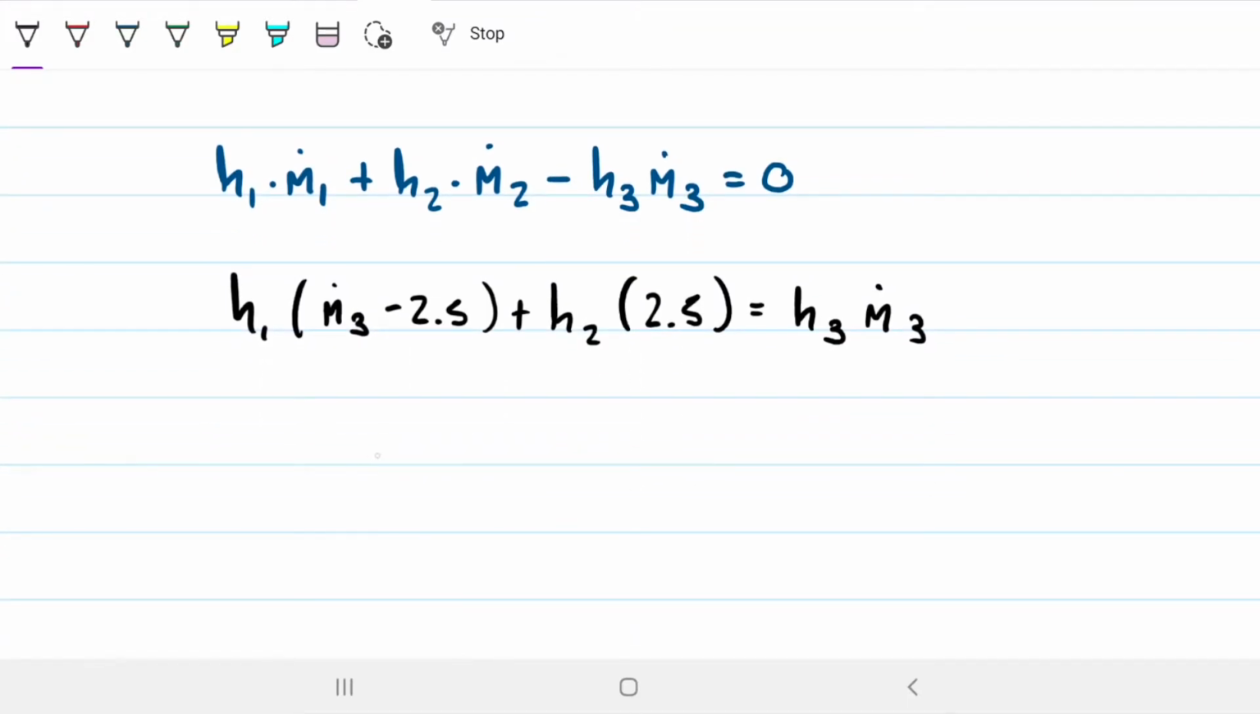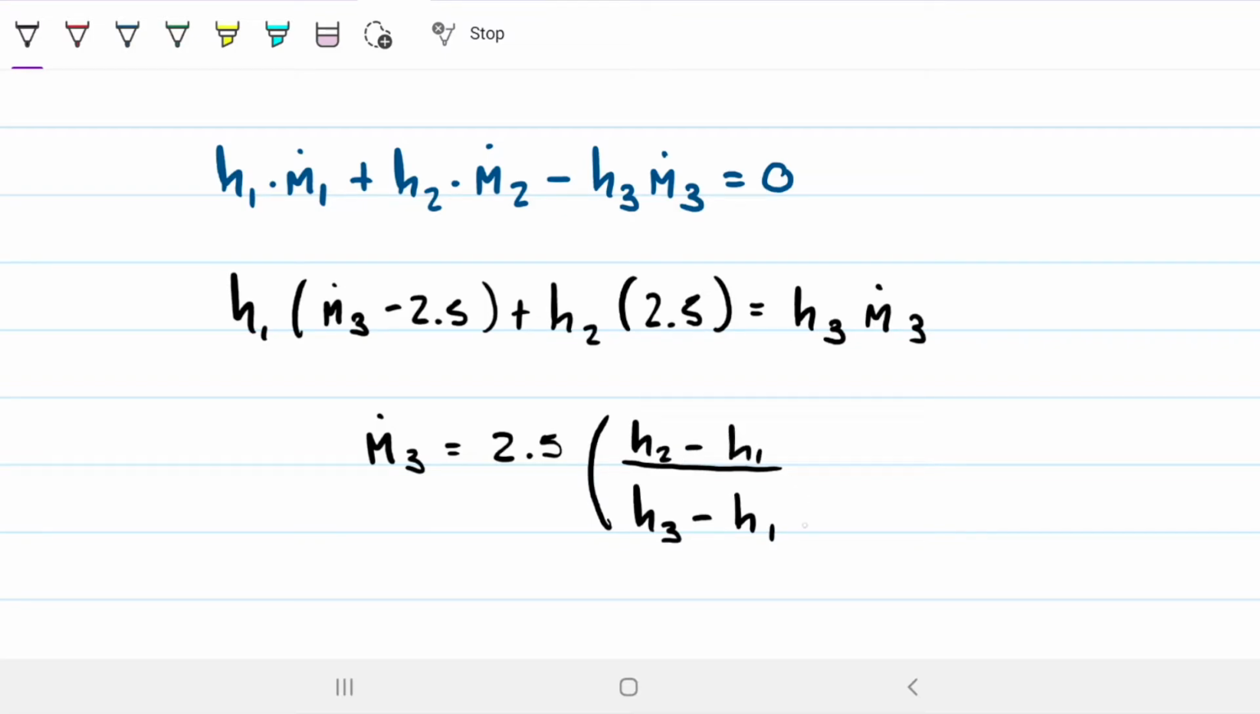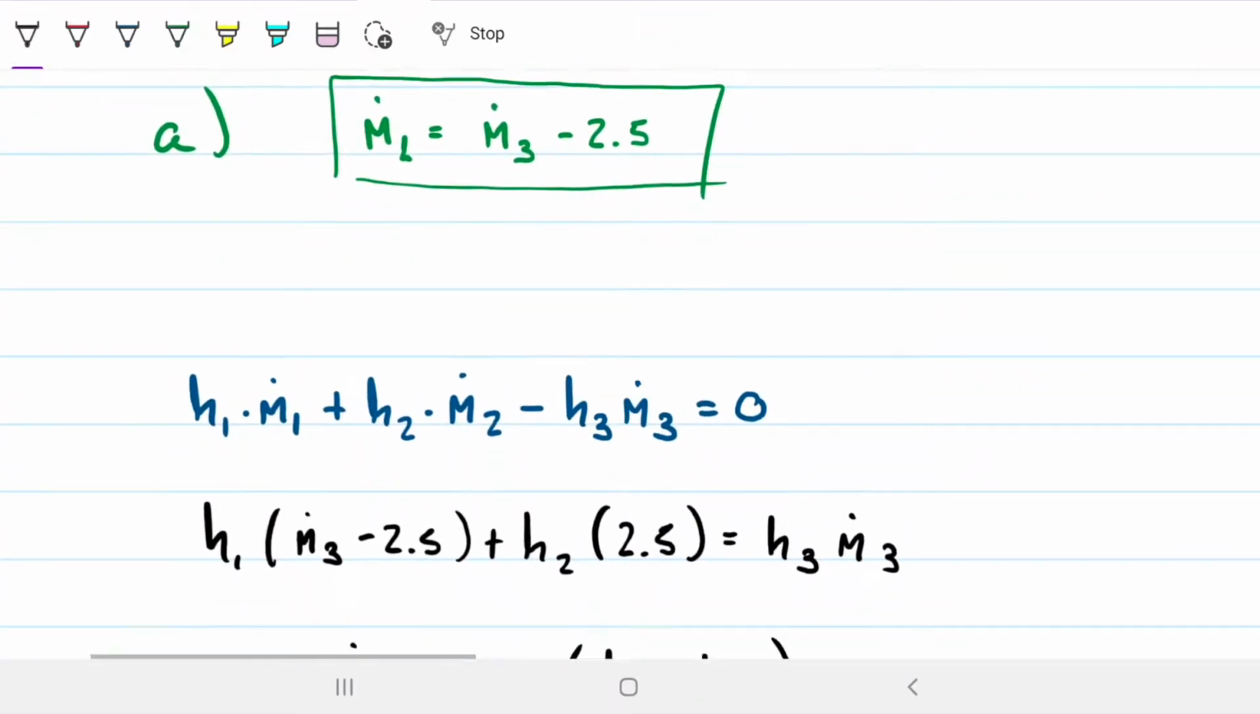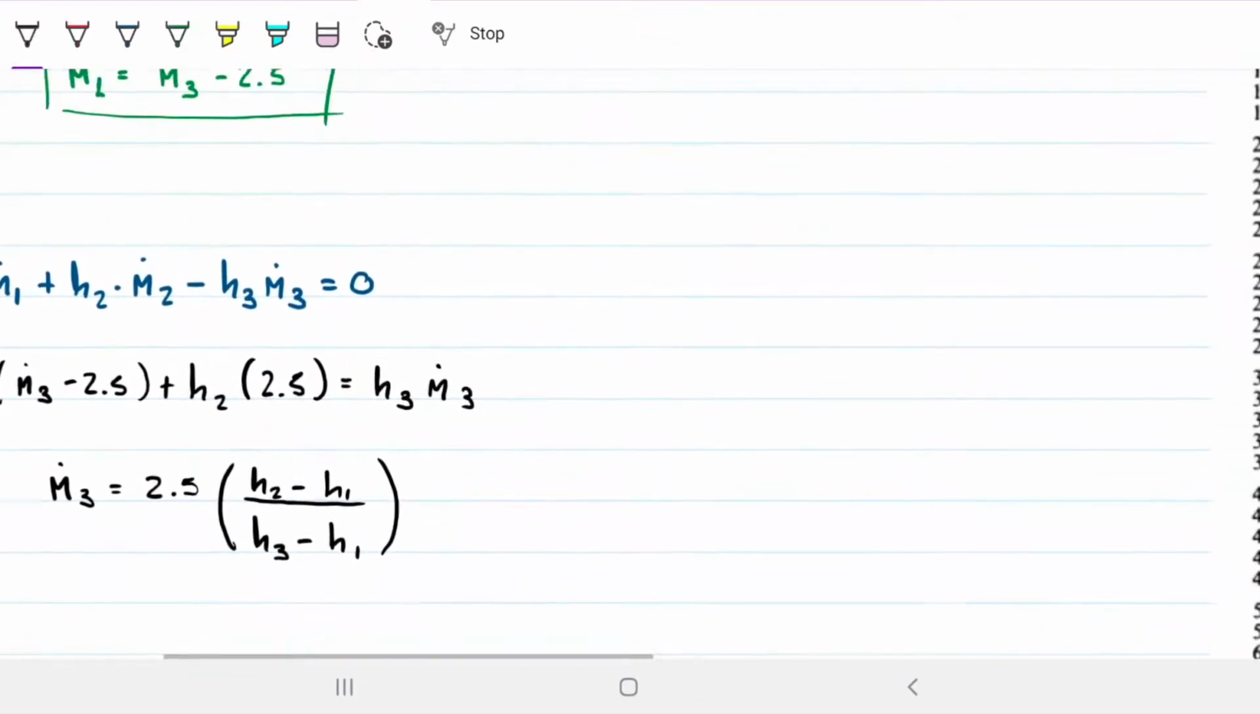So if I want to find M3, it'll be 2.5 that multiplies the differences, right? So M3 minus M1 is going to be H3 minus H1, and on the top side we're going to have H2 minus H1. So as long as we can find the enthalpies for 1, 2, 3, we can find mass flow rate 3. If we can find mass flow rate 3, then we can go ahead and find mass flow rate 1. Brilliant. So now let's go to our property tables.